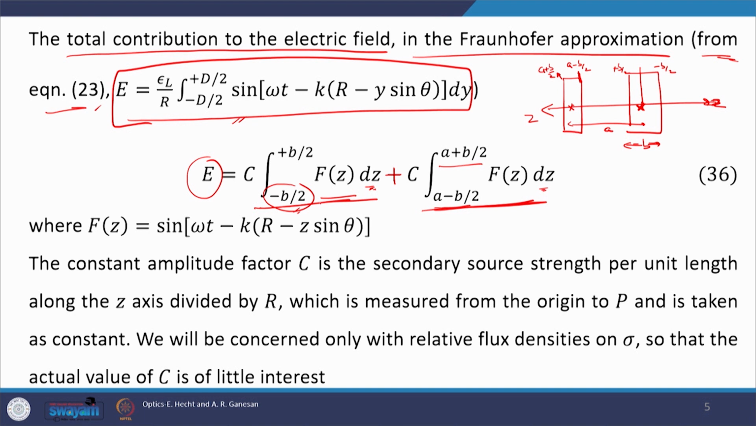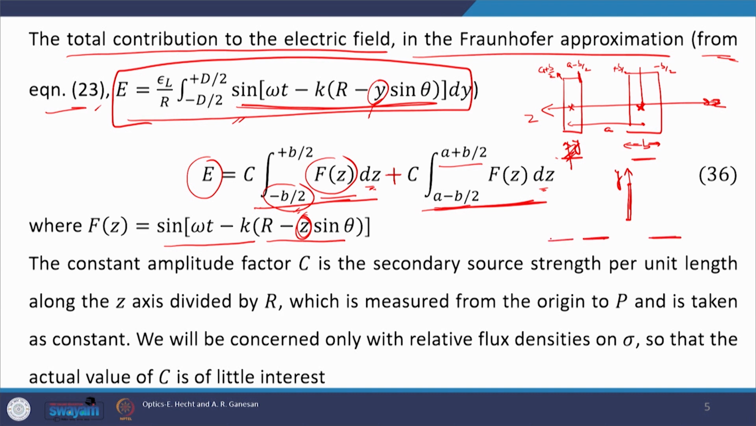Now, what is f? F is nothing but this integrand, sin omega t minus k in bracket r minus z sin theta. We are having z here instead of y, because initially the line sources were along the y axis, but now the new line sources, which we found by reducing the two slits, are along the z axis. Therefore, we replaced y with z here.